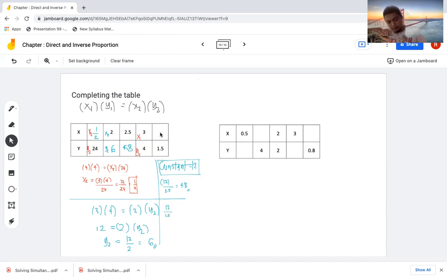So that means 12 divided by 1.5 is equivalent to 8. So here, the answer is going to be equivalent to 8. So as you notice, if you multiply each and one of these, automatically the answer will be equivalent to 12.